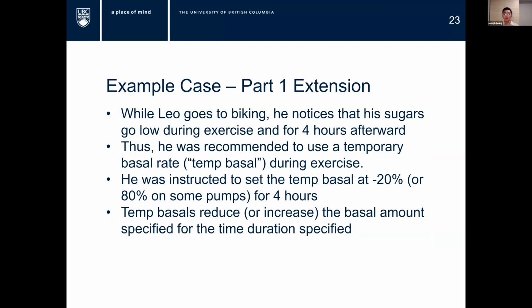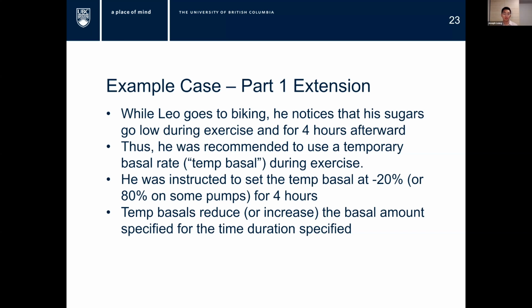So when he goes biking, he notices that his blood sugars go low during exercise and for 4 hours afterward. So one of the things that you can recommend in this situation is to use what we call a temp basal or temporary basal during exercise. So he was instructed to set the temp basal of minus 20% or 80% in some pumps. So that's basically the same thing for 4 hours.